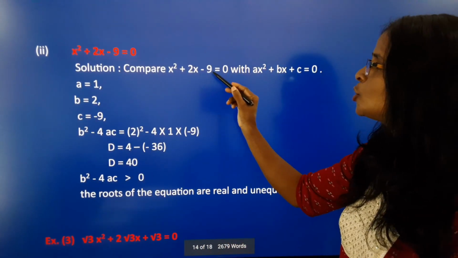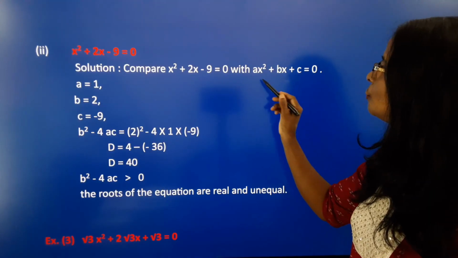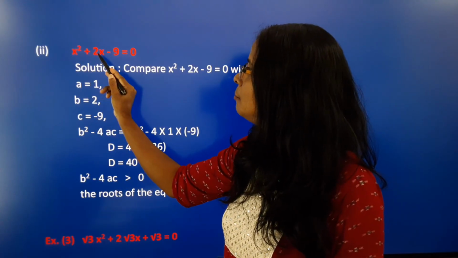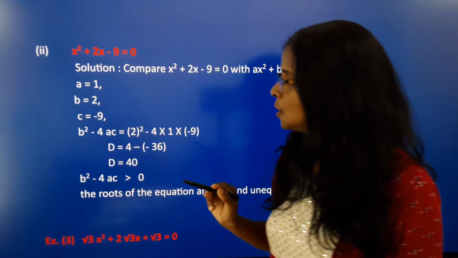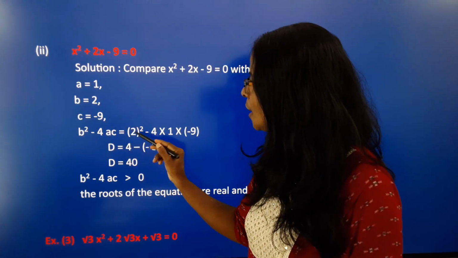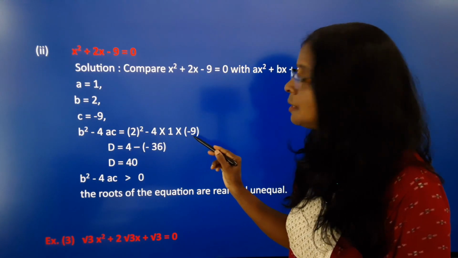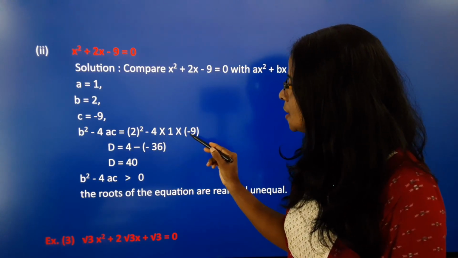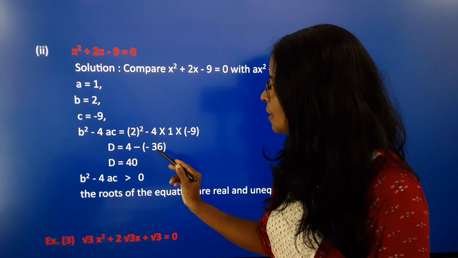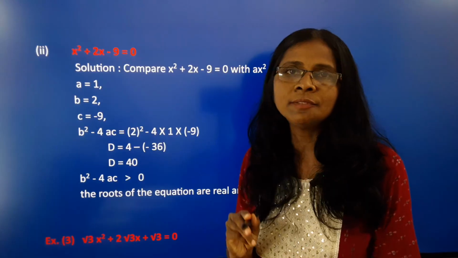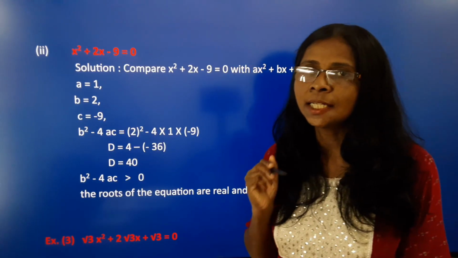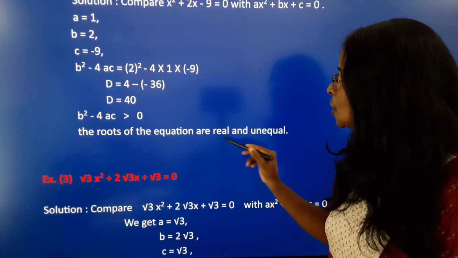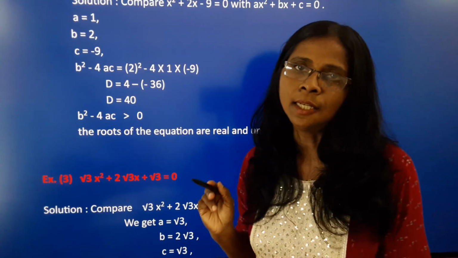Then next example, students, x square plus 2x minus 9 is equal to 0. Now compare x square plus 2x minus 9 is equal to 0 with ax square plus bx plus c is equal to 0. Then we have a is equal to 1, b is equal to 2, c is equal to minus 9. So b square minus 4ac is equal to square of 2 minus 4 multiply 1 multiply minus 9. Then square of 2 is 4, and the product of these is minus 36, and minus of minus 36 means plus 36. So 4 plus 36 is equal to 40. The 40 means greater than 0. Greater than 0 means the nature of the roots of the given quadratic equation are real and distinct.